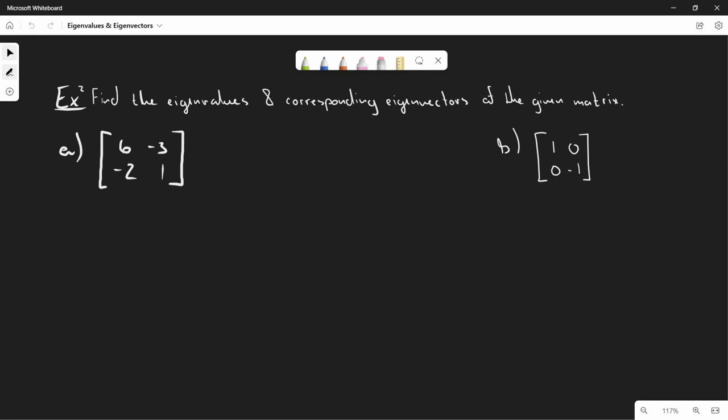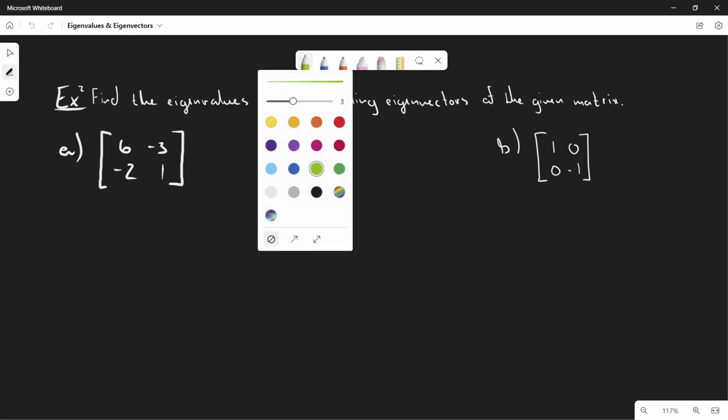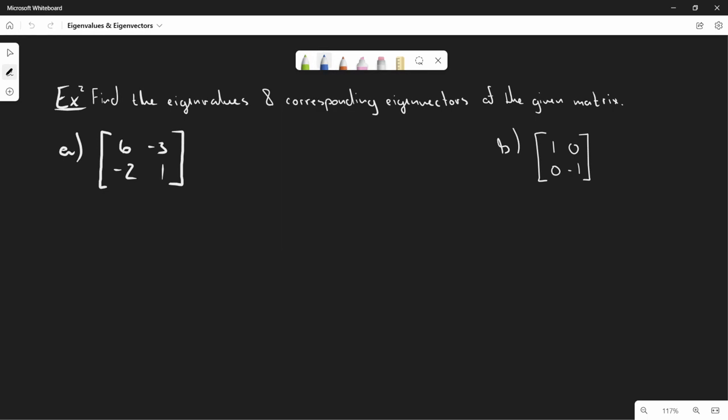So our first matrix is a 2x2 matrix with 6, -3, -2, and 1. And so if you recall from lecture, to find the eigenvalues, you have to set the determinant equal to 0. Well, the determinant of the matrix A minus lambda I.